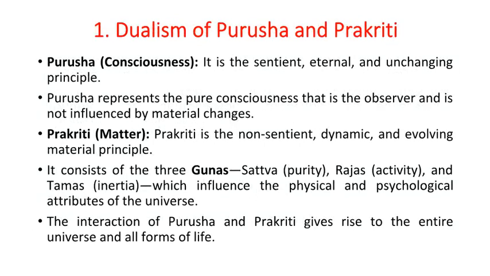The core features of Sankhya philosophy include 1. Dualism of Purusha and Prakriti. Purusha, consciousness. It is the sentient, eternal, and unchanging principle. Purusha represents the pure consciousness that is the observer and is not influenced by material changes. Prakriti, matter. Prakriti is the non-sentient, dynamic, and evolving material principle. It consists of the 3 gunas, sattva, purity, rajas, activity, and tamas, inertia, which influence the physical and psychological attributes of the universe. The interaction of Purusha and Prakriti gives rise to the entire universe and all forms of life.